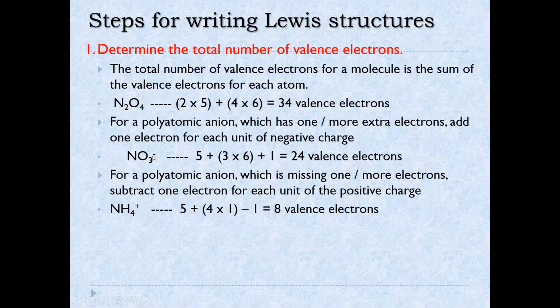So if it is CO3 2-, we'll do that later. When you add this together, that's 24 valence electrons. If it is a cation, like your ammonium ion, it means it has lost an electron. So it's going to be 5 + 4 × 1 - 1. That'll be 8 valence electrons.